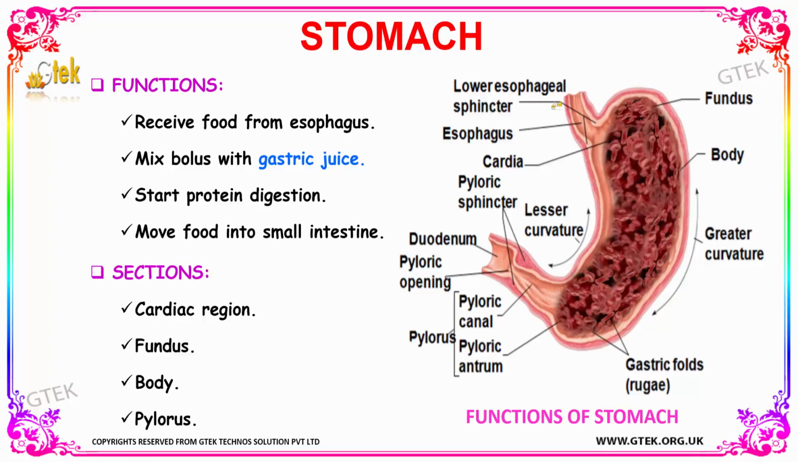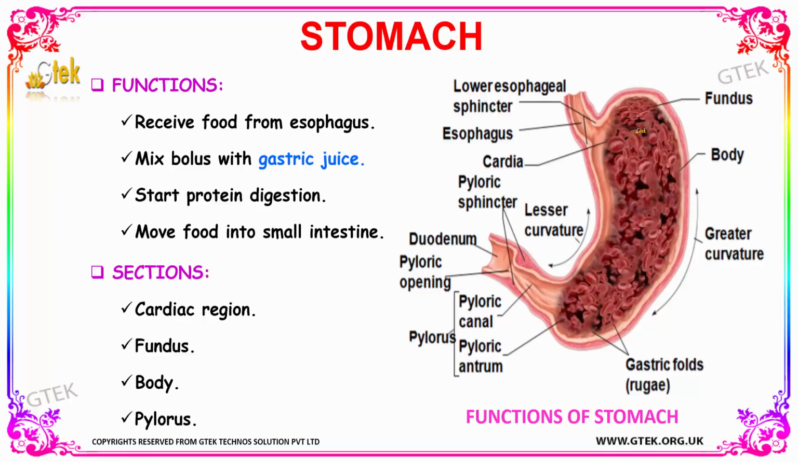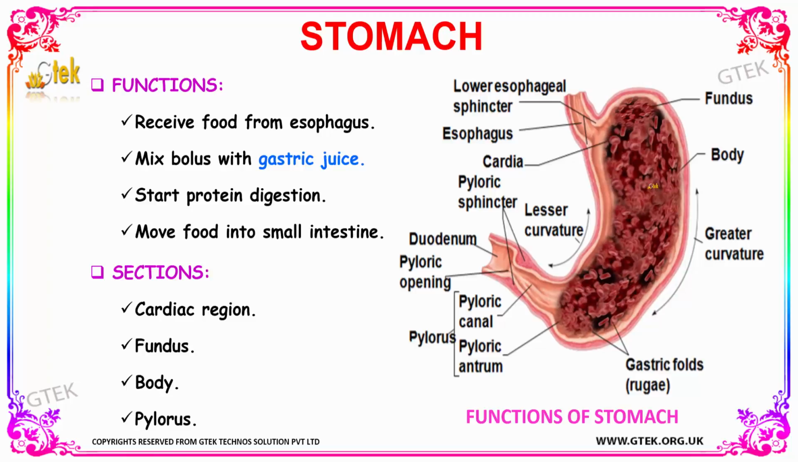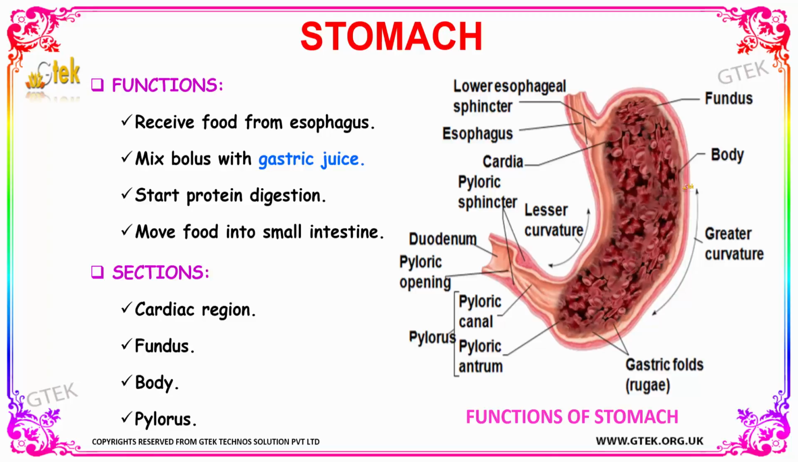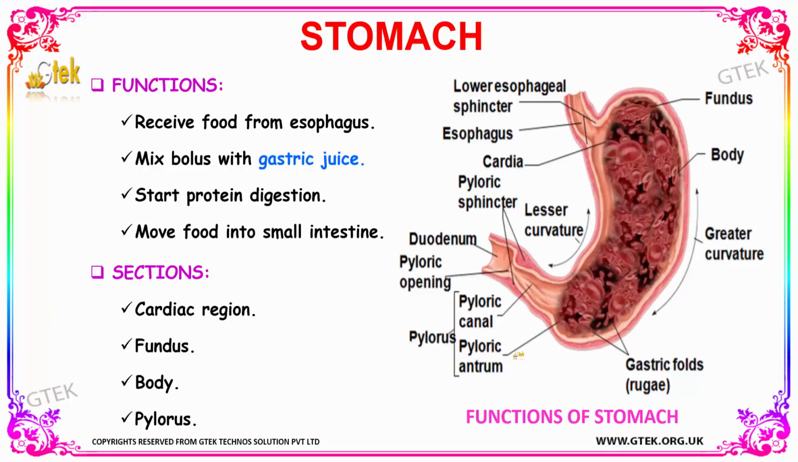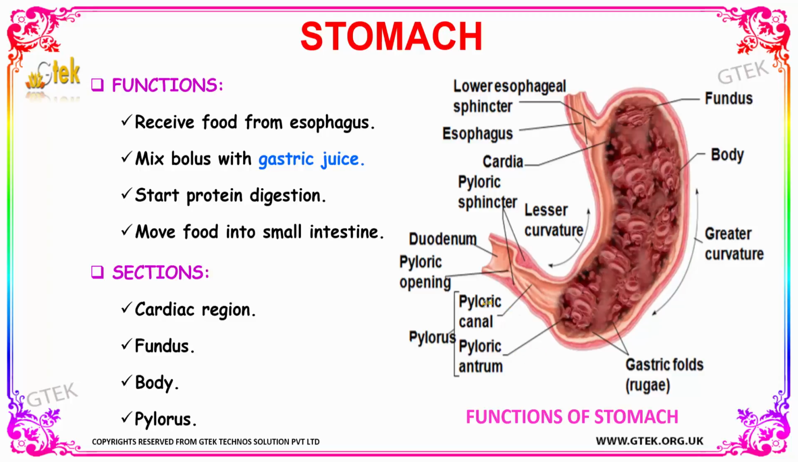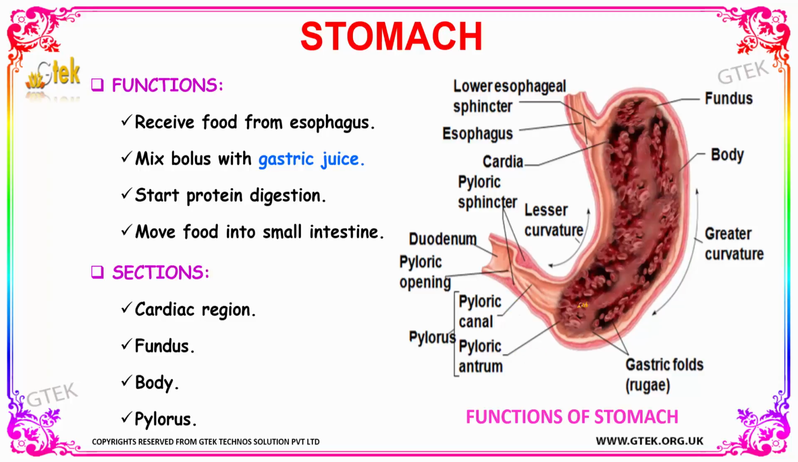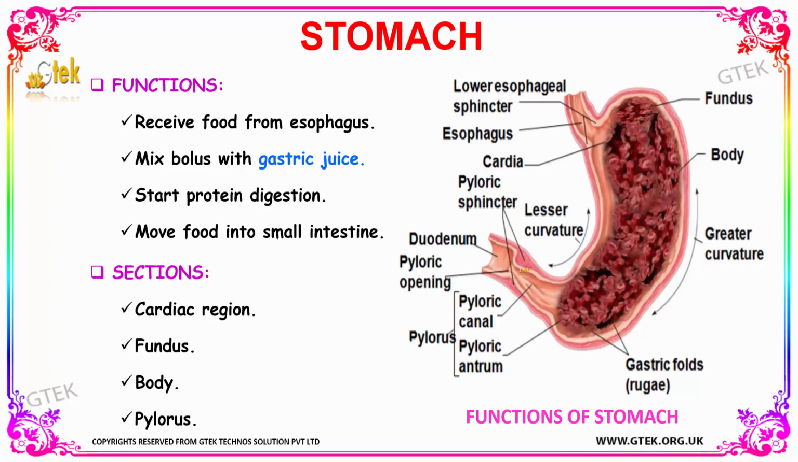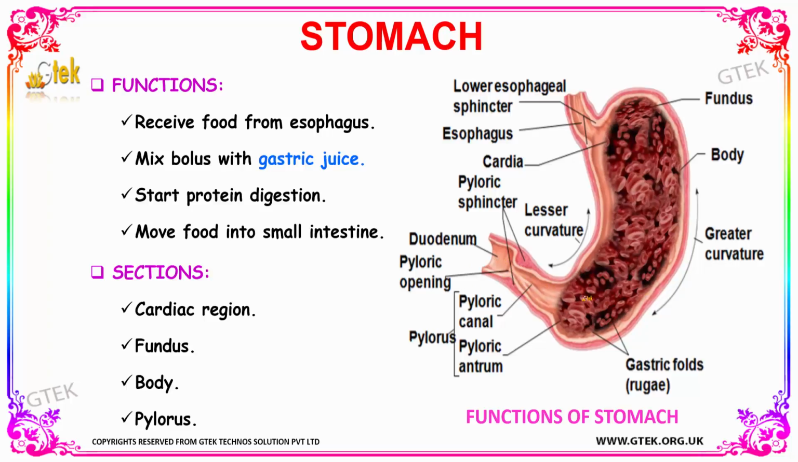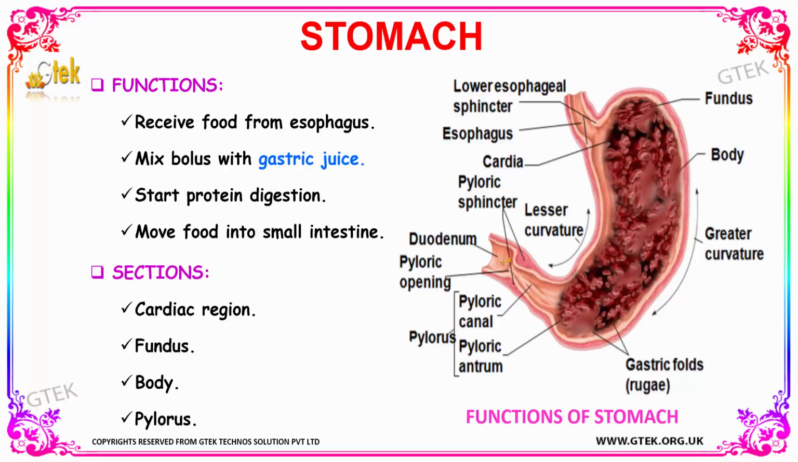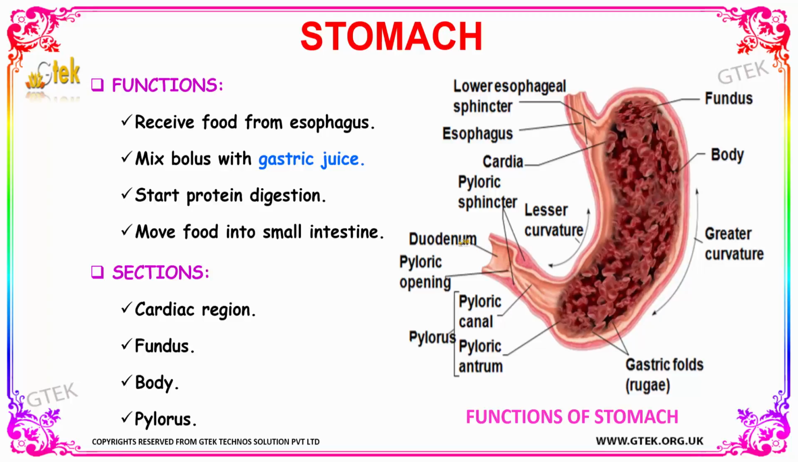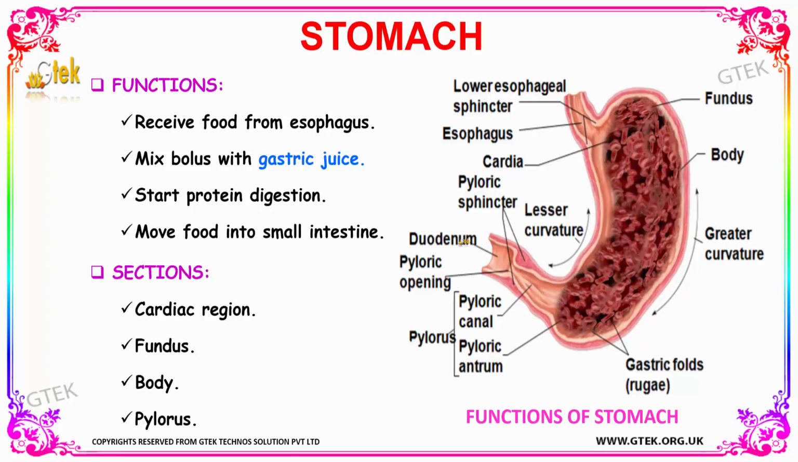Your food enters through your cardiac region, goes through the fundus and enters into the body of the stomach, followed by the protein digestion. It enters into the pylorus region, which has a pylorus canal. This pyloric canal has a pyloric opening which opens into the duodenum, that is your small intestine's first part.